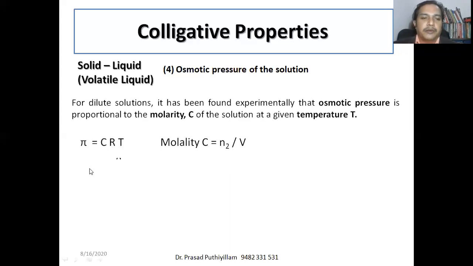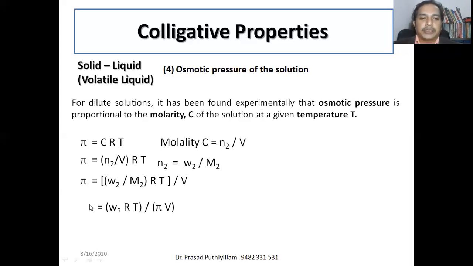Therefore, replacing here, pi is equal to N2 by V into R into T, where N2 is the number of moles of solute, that is, mass of solute divided by its molar mass. Substituting here, we get M2 as W2 into RT divided by pi V.